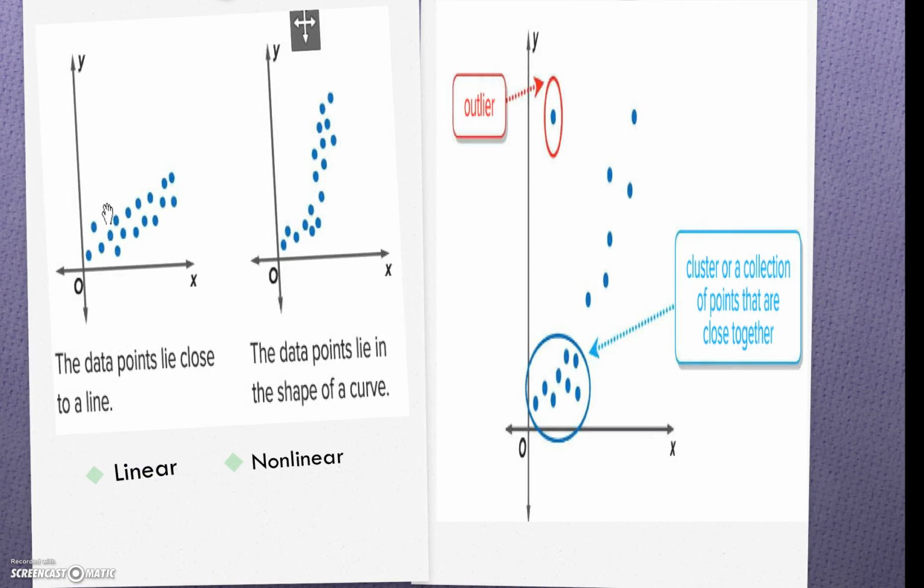There's also linear and nonlinear associations. A linear association is when the data points lie close to a line, and nonlinear is when the data points lie in the shape of a curve or not really by any line in particular.